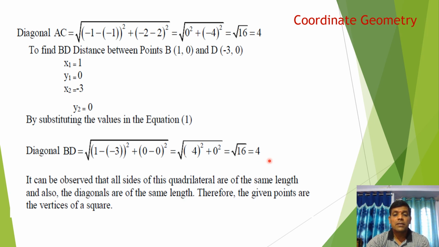Now what do you observe? It can be observed that all the sides of the quadrilateral are of the same length and also the diagonals are of the same length. Here AB, BC, CD and DA or AD, all the distances between the vertices along the sides are equal, and diagonals AC and BD are also equal. Therefore, the given points are at the vertices of a square.